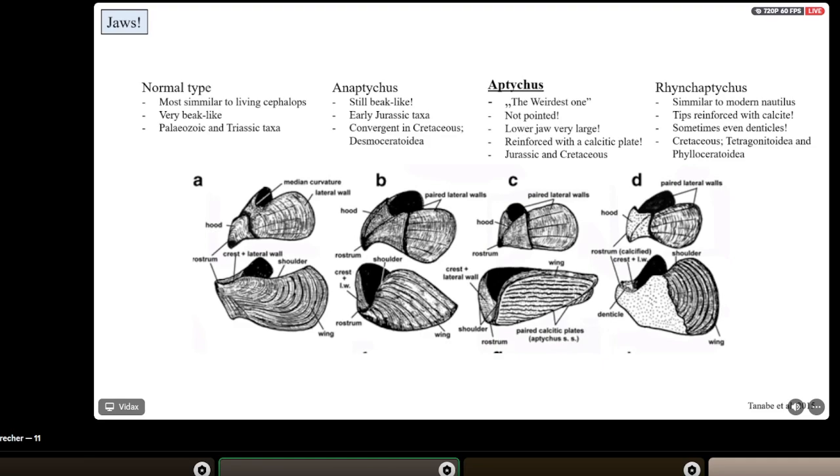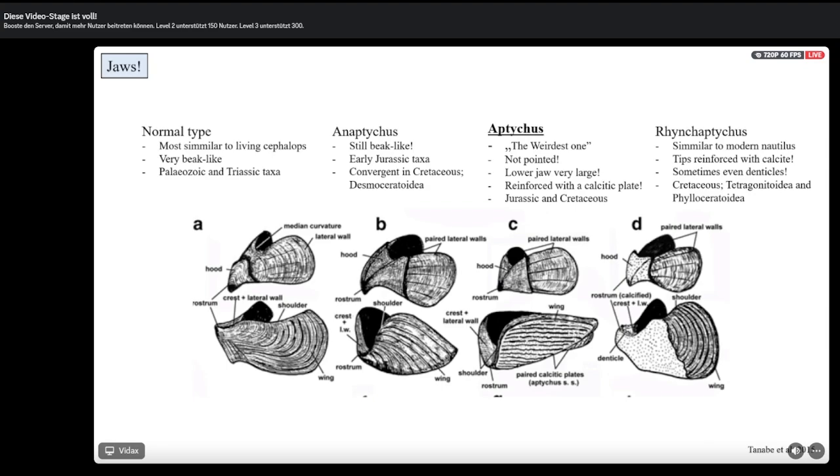Rhynchaptychus is one of the coolest ones. It is similar to the modern nautilus because the tip is calcified and sometimes it even has denticles on it, which would imply that this is also a carnivore or a scavenger. It's typical for tetragonitids and phylloceratoids in the Cretaceous. So that is a very cool jaw type.